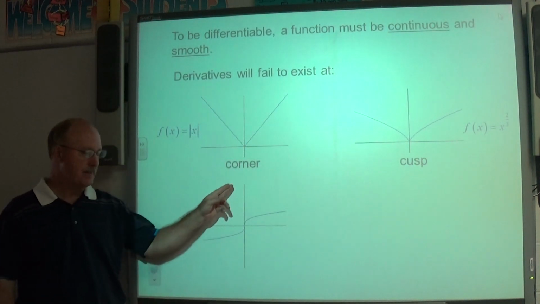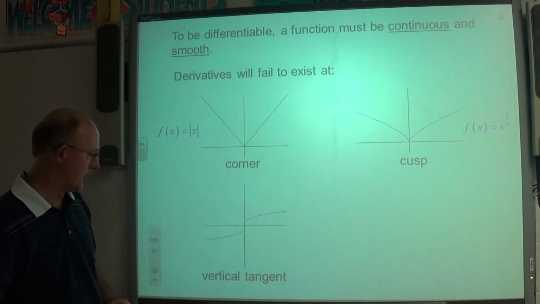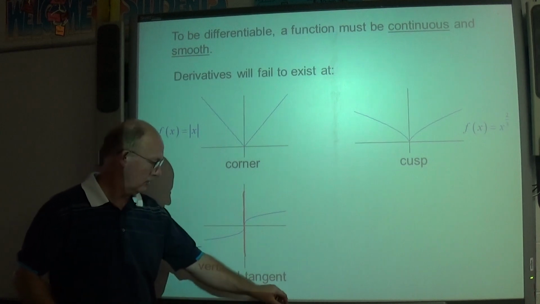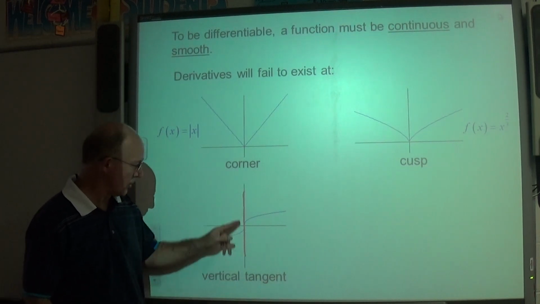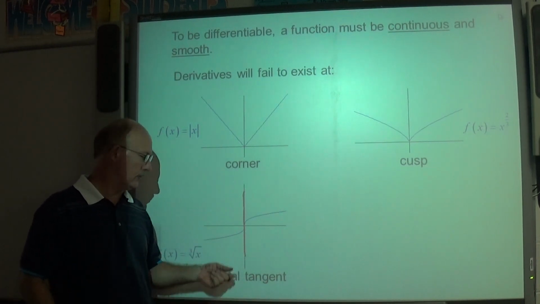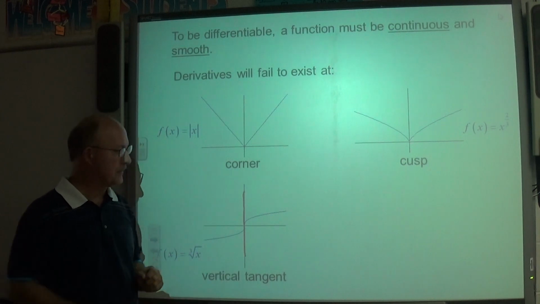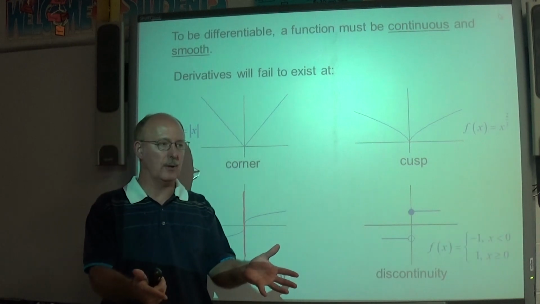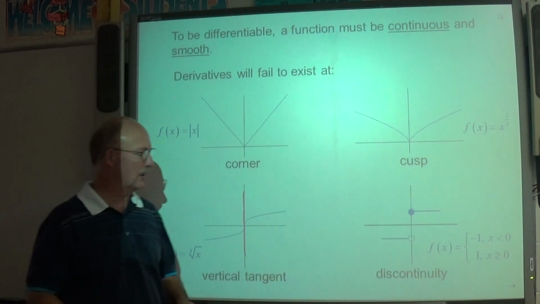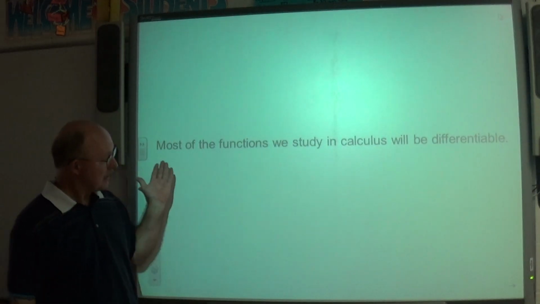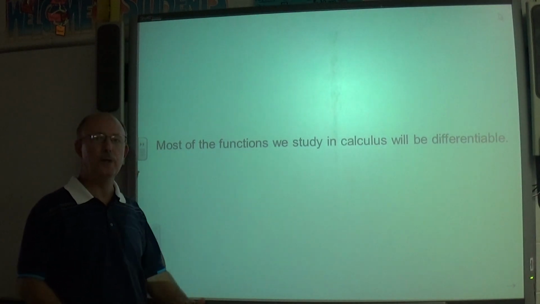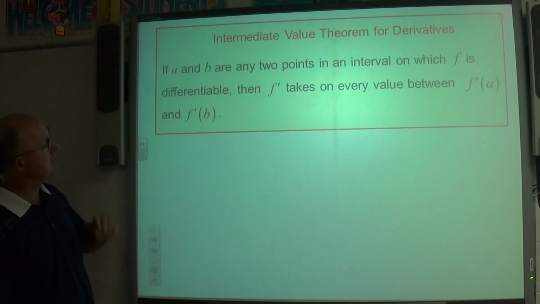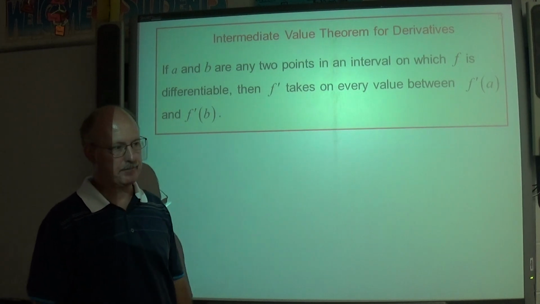Also, anywhere you have a vertical tangent line, like right here, your derivative is slope. The slope of a vertical tangent line is undefined, so there's no derivative here at 0, 0. And anywhere you have a discontinuity, so vertical asymptotes, no derivative. If you got a jump, no derivative. All right, let's move on. Most of the functions we study in calculus will have a derivative. Now, let's take a look at something called the intermediate value theorem.